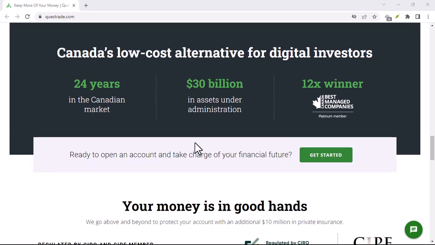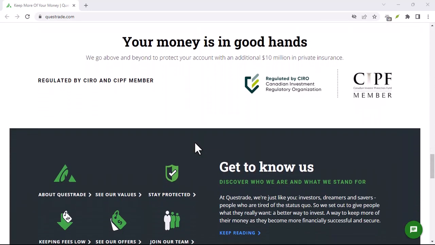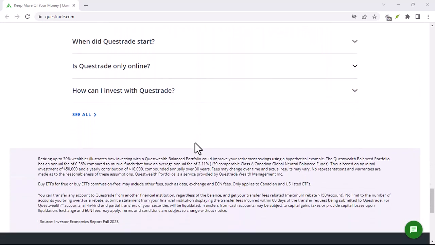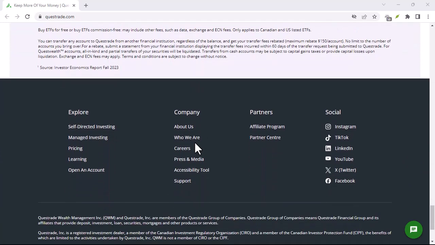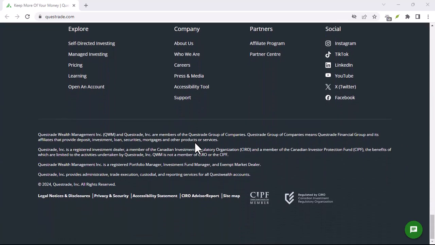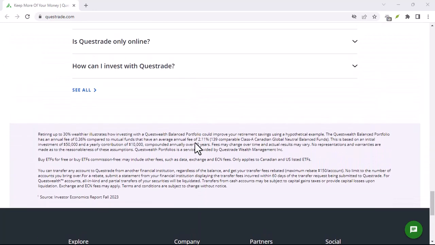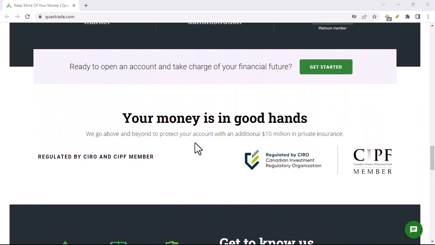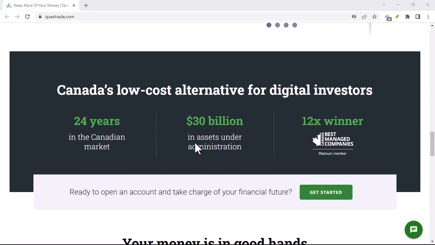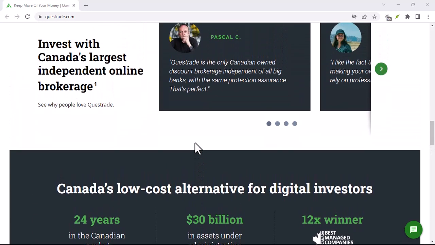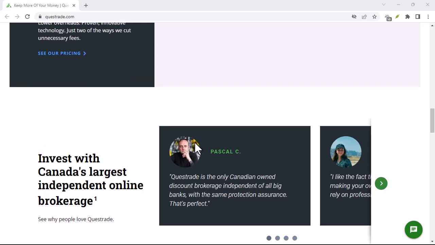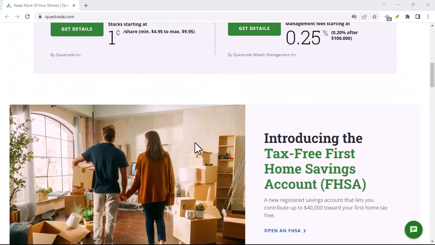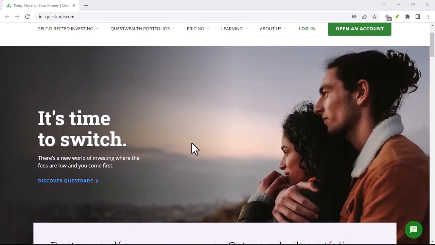Now, you might be wondering, which account type is right for you? It really depends on your individual circumstances, financial goals, and risk tolerance. It's important to consider your investment timeline, your risk tolerance, and your tax situation when choosing an account type. If you're unsure, it's always a good idea to consult with a financial advisor who can provide personalized guidance. Questrade also provides a wealth of educational resources on their website, including articles, videos, and webinars. These resources can help you learn more about the different account types and make informed decisions about your investments.